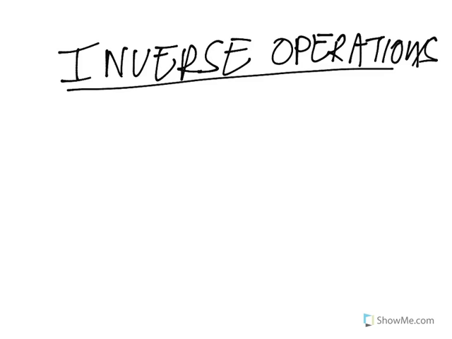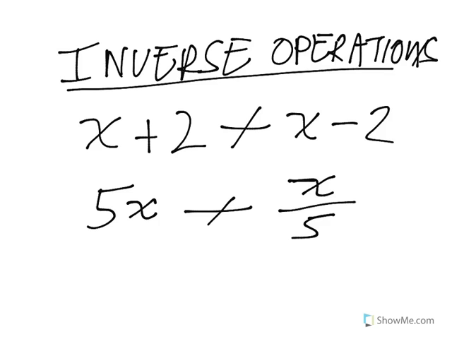This is an example of inverse operations. Can you say that out loud? Inverse operation. Good. What is the inverse of x plus 2? The inverse of x plus 2 is x minus 2. For 5 times x, the inverse is x divided by 5. Okay?